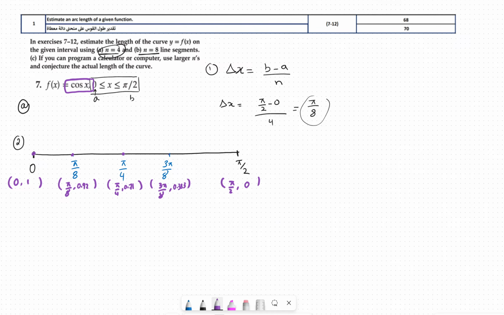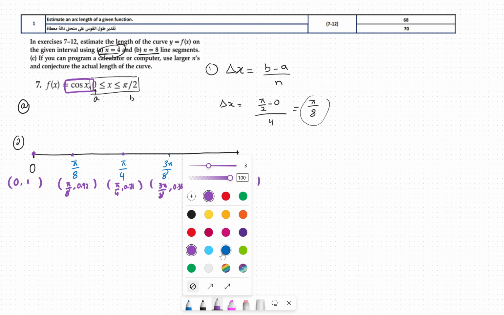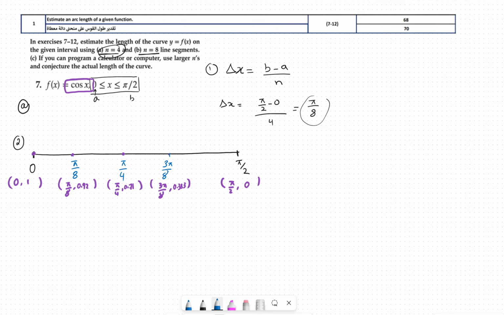Okay, once you have found your points, you are going to find the distances between each 2 points. So between this one and this one, I will find the distance. I will call it distance 1.